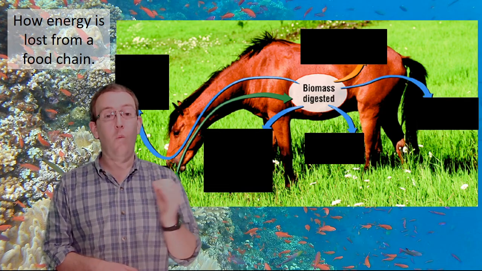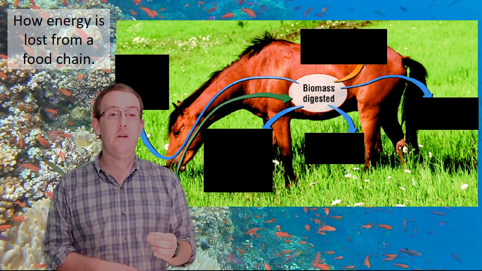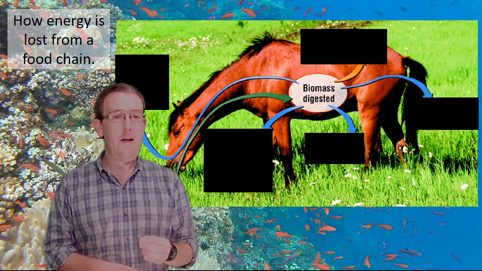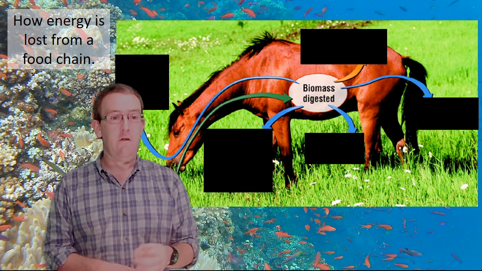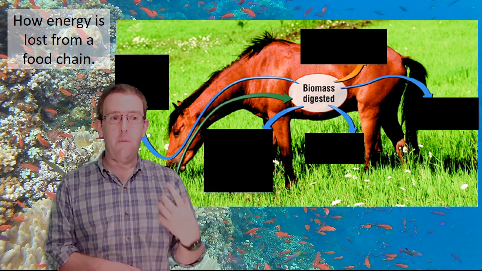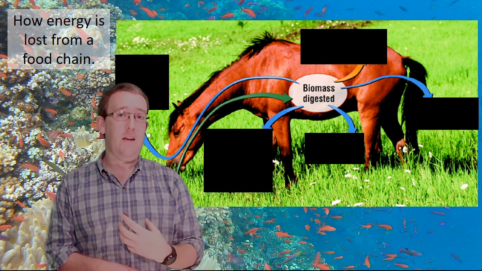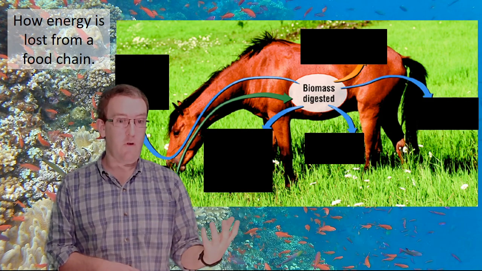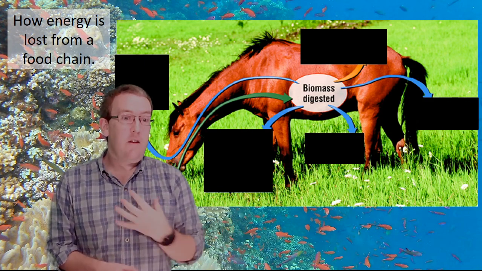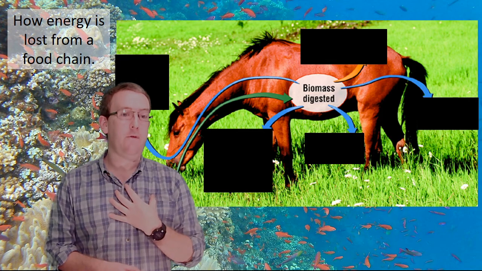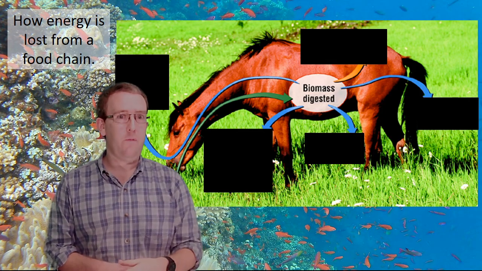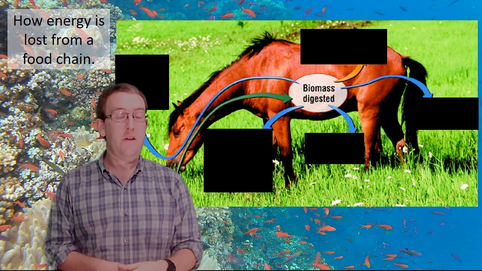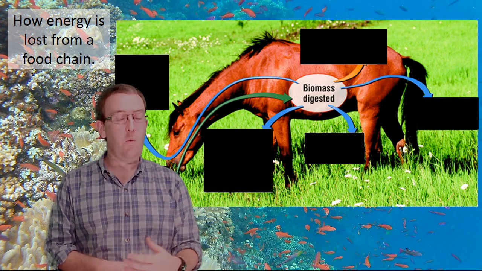What I want you to do is pause the video at this point. You've got 1, 2, 3, 4, 5 boxes to fill in, to try and explain where that biomass goes. There are 5 separate things that biomass ends up in. One of them is in the horse's tissues. I'll give you that one for free. What are the other 4? Pause the video now, take a few minutes, try and have a guess what should be under those boxes. Go now.